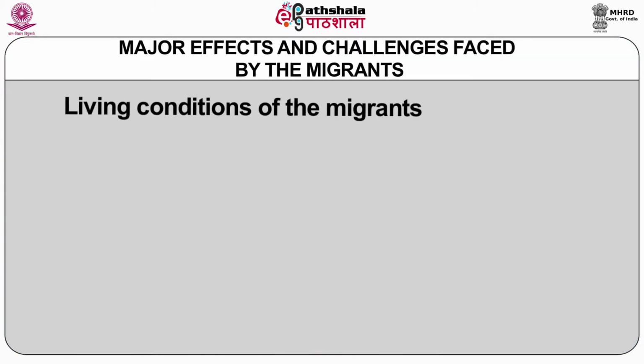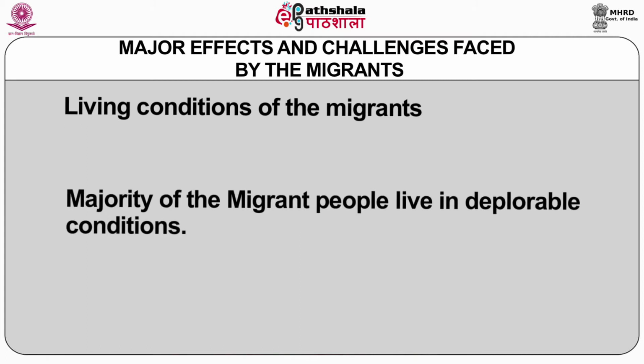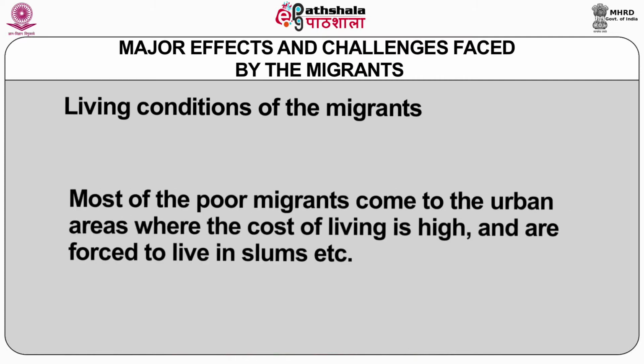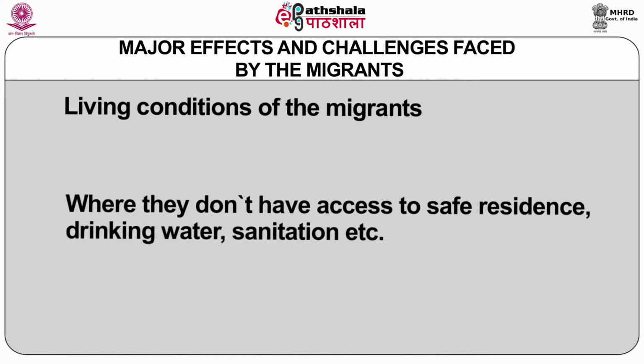Well, let's look at the living conditions of the migrants. The majority of migrant people live in deplorable conditions. Most of the poor migrants come to the urban areas where the cost of living is high and are forced to live in slums, etc., where they don't have access to safe residence, drinking water, sanitation, etc.